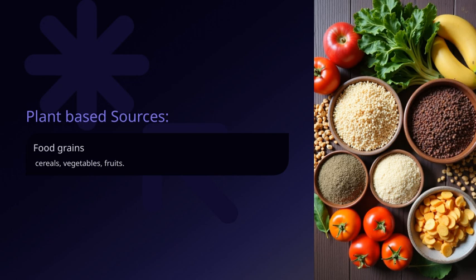Incorporating a variety of these plant-based foods into our diet not only ensures we get a broad spectrum of nutrients, but also aligns with health-conscious and sustainable eating habits. This point ties into our overall theme of promoting healthier lifestyles through better dietary choices.